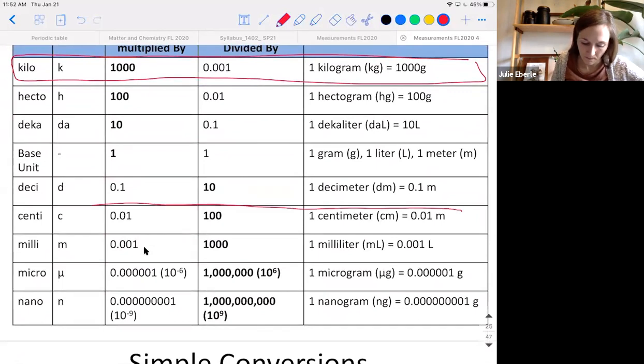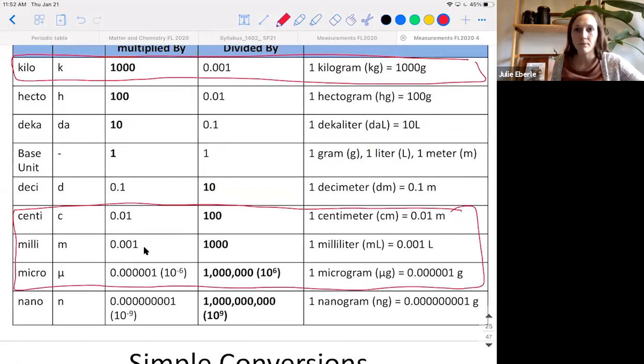Centi, milli, and micro. Okay. Those are the 4 I recommend that you go ahead and memorize.